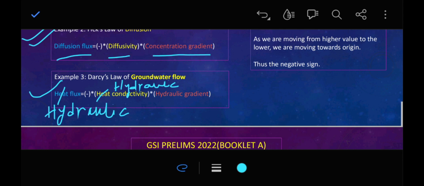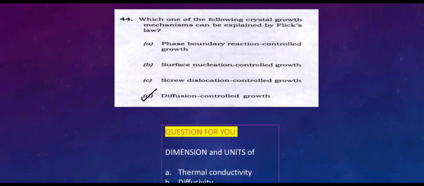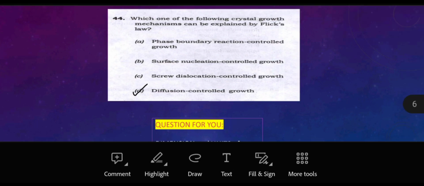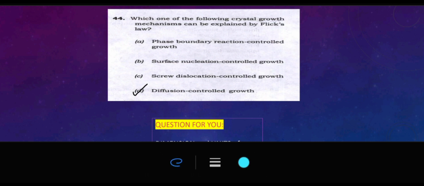And lastly, I have added one question regarding Fick's law of diffusion from GSI Prelims 2022, and want to draw your attention towards the fact that though laws like Fourier's law or Fick's law are not included in the GSI prelim syllabus, it cannot be guaranteed that no question will come from this domain. So be prepared for that.